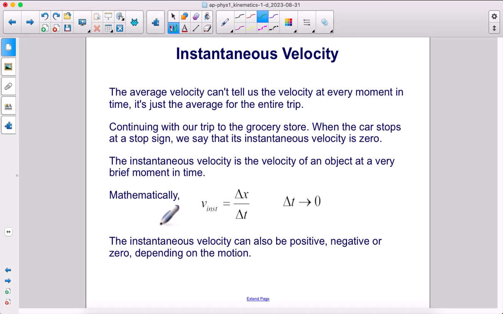Continuing with our trip to the grocery store, when the car stops at a stop sign, we say that its instantaneous velocity is 0. The instantaneous velocity is the velocity of an object at a very brief moment in time. Mathematically, it's when time is approaching 0. So the time span, the amount of elapsed time, is getting very small. That's going to give us instantaneous velocity. The instantaneous velocity can also be positive, negative, or 0, depending on the motion.